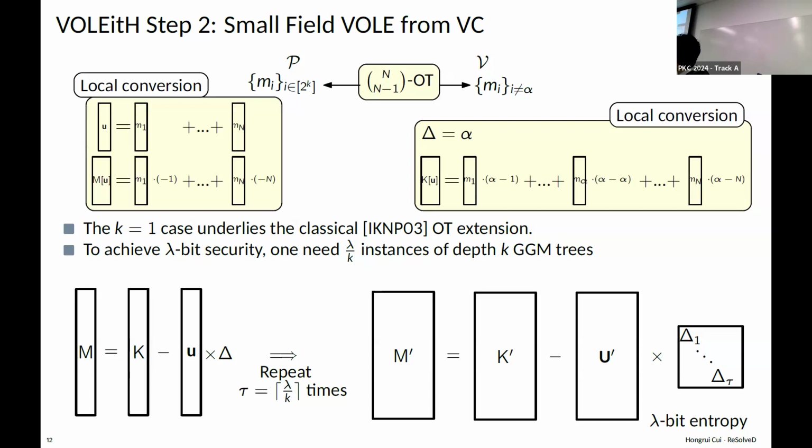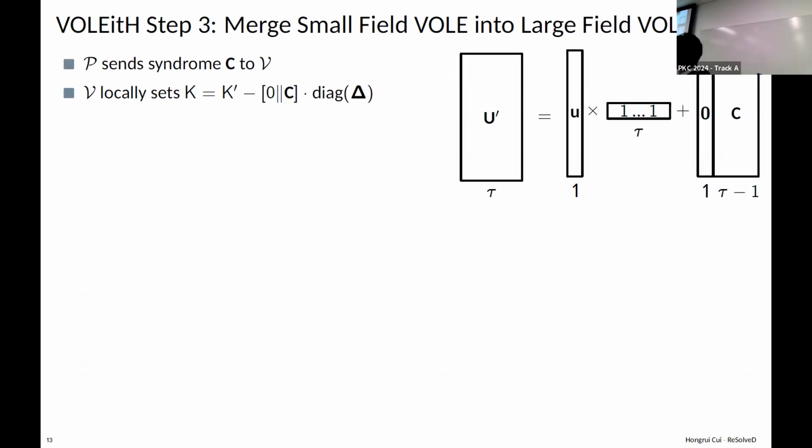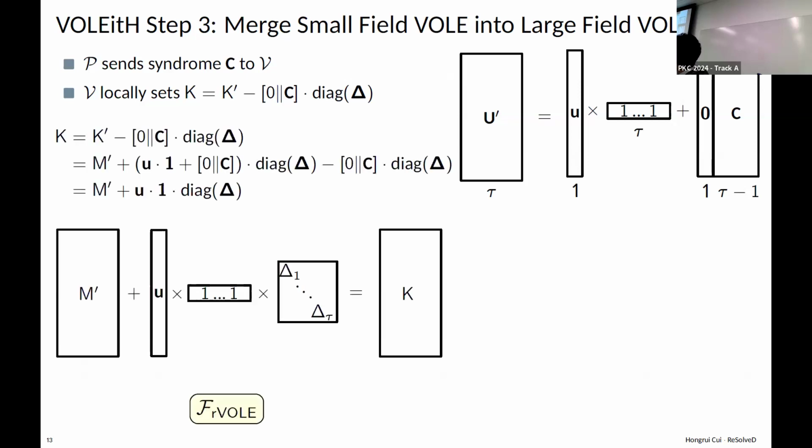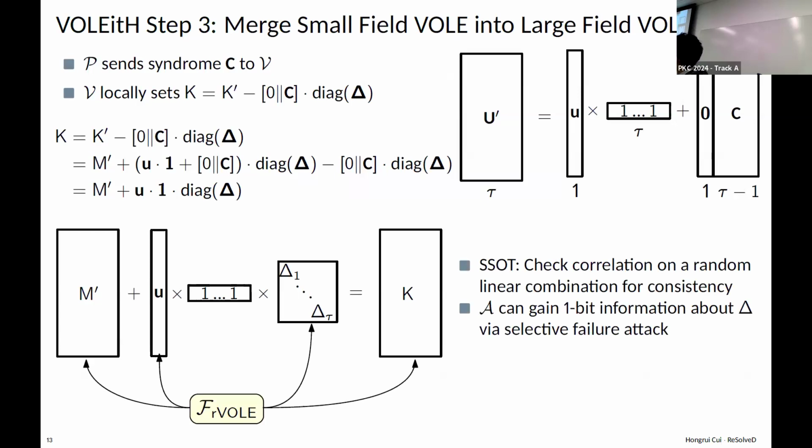But in order to make those keys function as a whole, we need the corresponding messages to be the same. To do this, we can simply decompose the U prime matrix into the desired format plus a correction term. The prover simply sends the correction term to the verifier, and by local processing, the two parties can get the desired correlation. I would like to point out that to ensure the correct C is sent, the two parties actually run another round of checking to ensure this. And this check introduces one bit of leakage about delta.